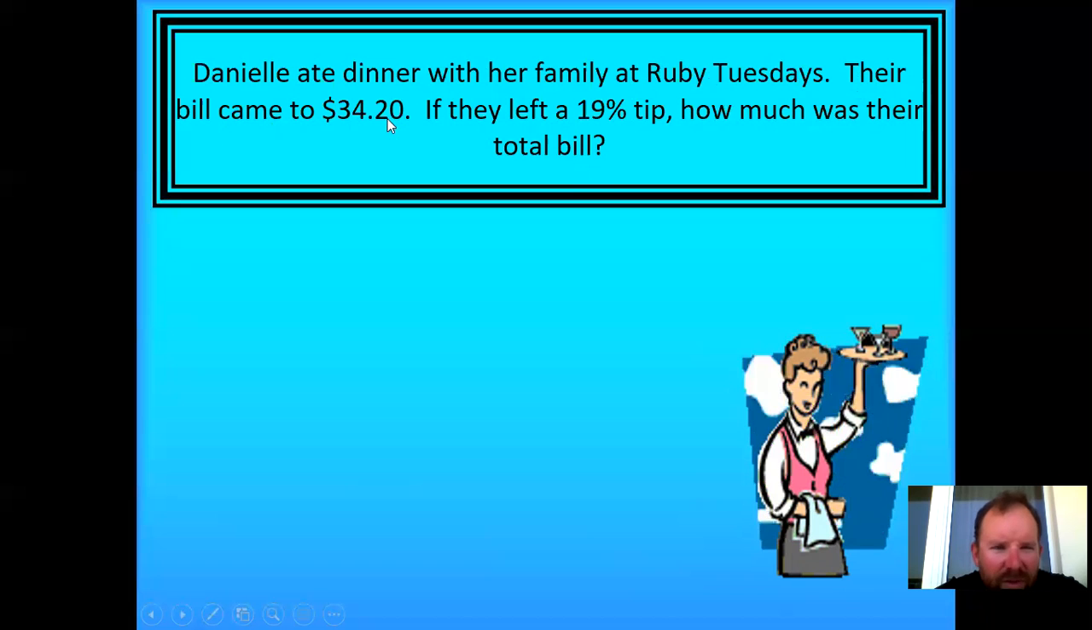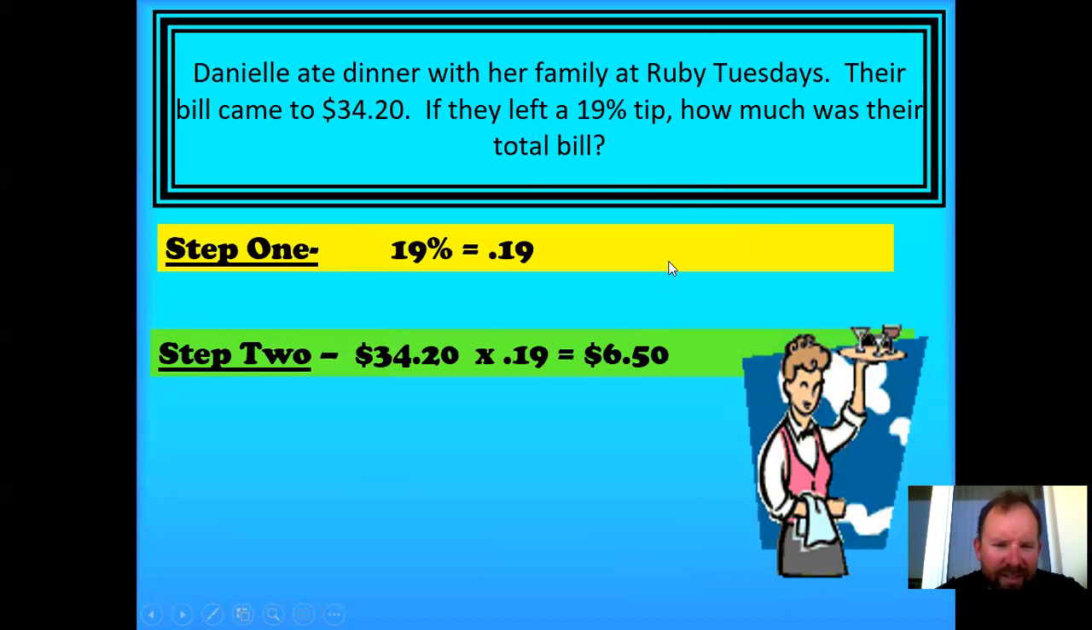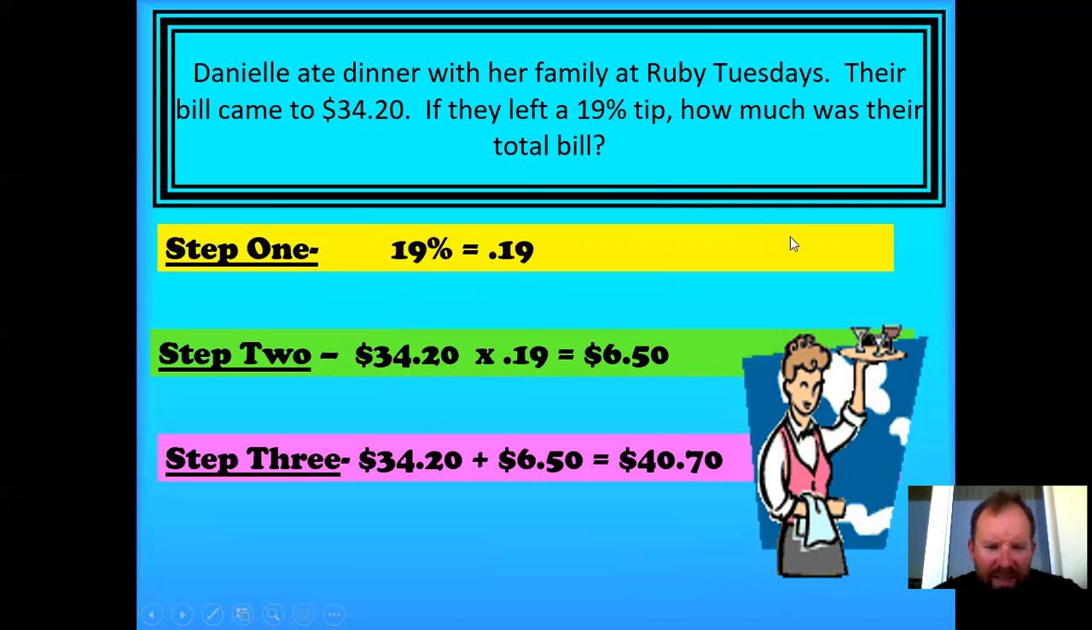Their bill came out to $34.20. If they left a 19% tip, how much was their total bill? 19%, move it 2 places to the left, we end up with 0.19. Multiply that times the $34.20, we get $6.50, and add that to the original amount of $34.20. Their final cost, their total bill after their tip, is $40.70.